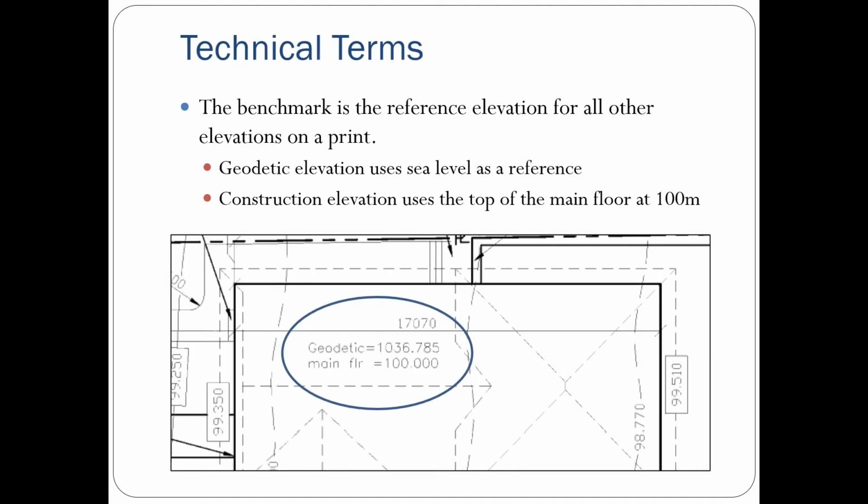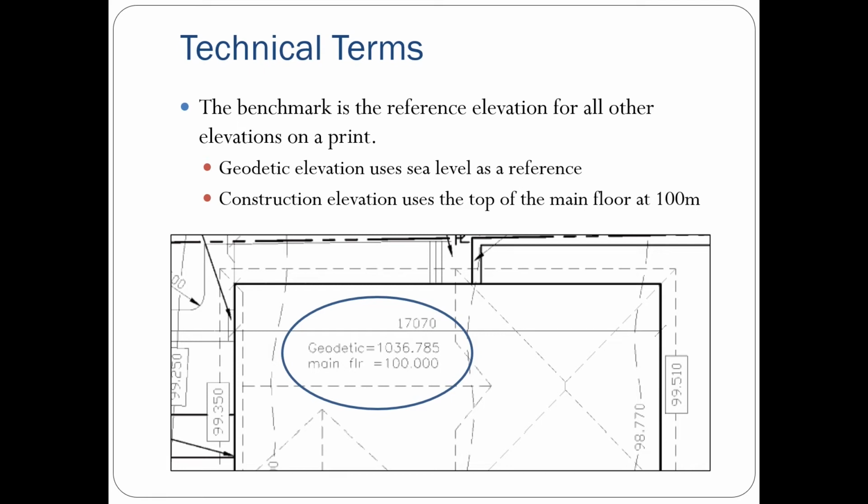Some other technical terms that we need to know is what a benchmark is. The benchmark is the reference elevation that we find on the drawing, and we have two different benchmarks that we work with. The first one is called the geodetic benchmark, and this is the reference of where the building sits in respect to sea level. We can use the geodetic elevation in order to determine where our house is according to our neighbors and what kind of slope we should have in between the two houses.